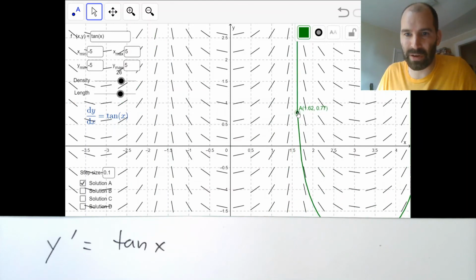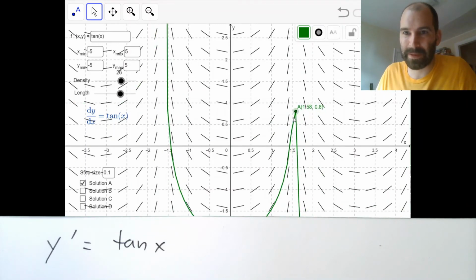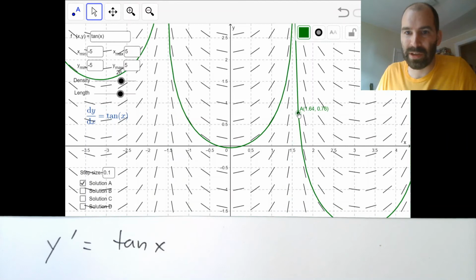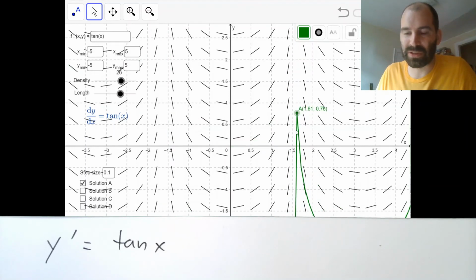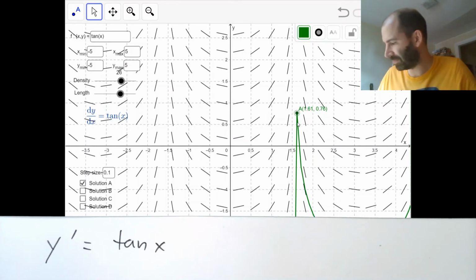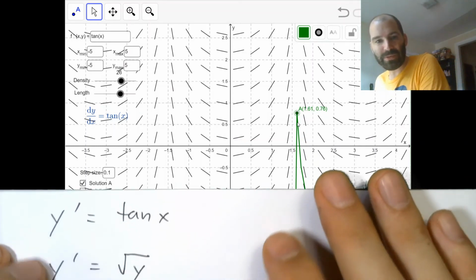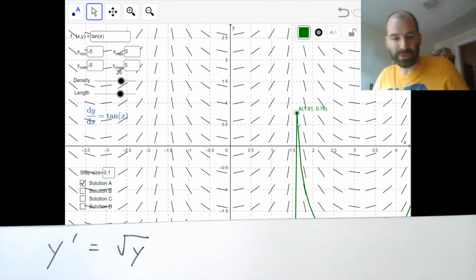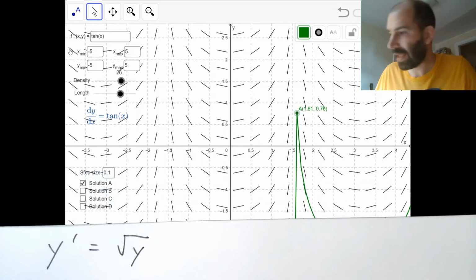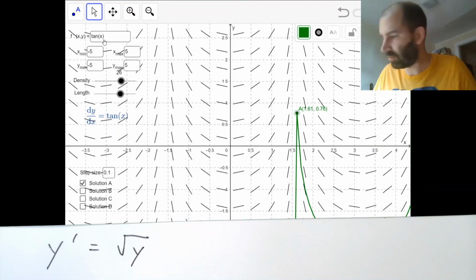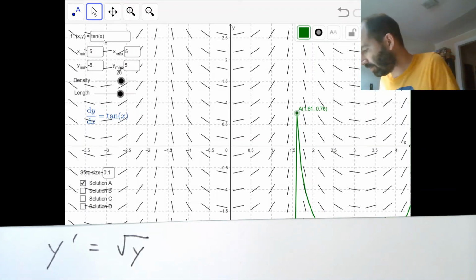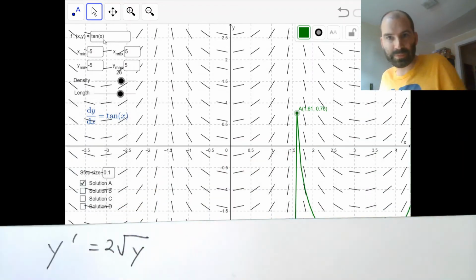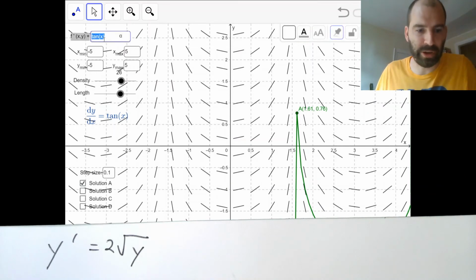When I get over here to pi over 2, it's a mess, right? And in fact, at pi over 2, there is no solution that exists. The computer program's trying to make something, but you can see something's going wrong. Okay. And then my favorite here is this one, y prime equals square root of y. Actually, let me replace this with 2 root y. It'll make it easier when we work with this later.